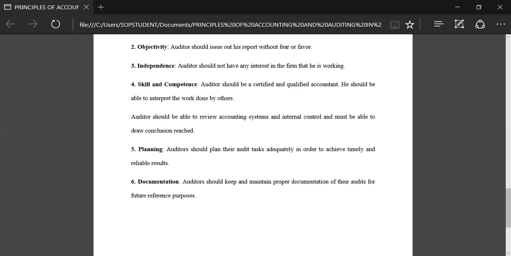In conclusion, accounting principles ensure accurate financial reporting. However, auditing principles uphold the integrity and the reliability of this report. Together, they promote transparency, truth and trust in the Nigerian financial system.